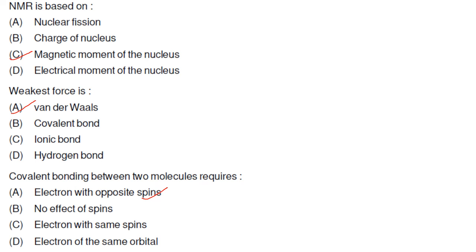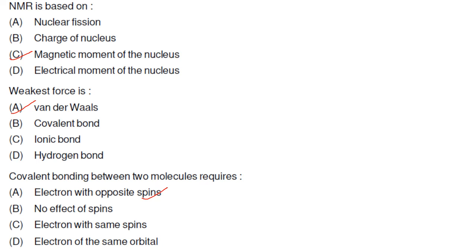Then next one, NMR is based on the magnetic moment of the nucleus. Answer is option C. Then the weakest force is the van der Waals force. Answer is option A.